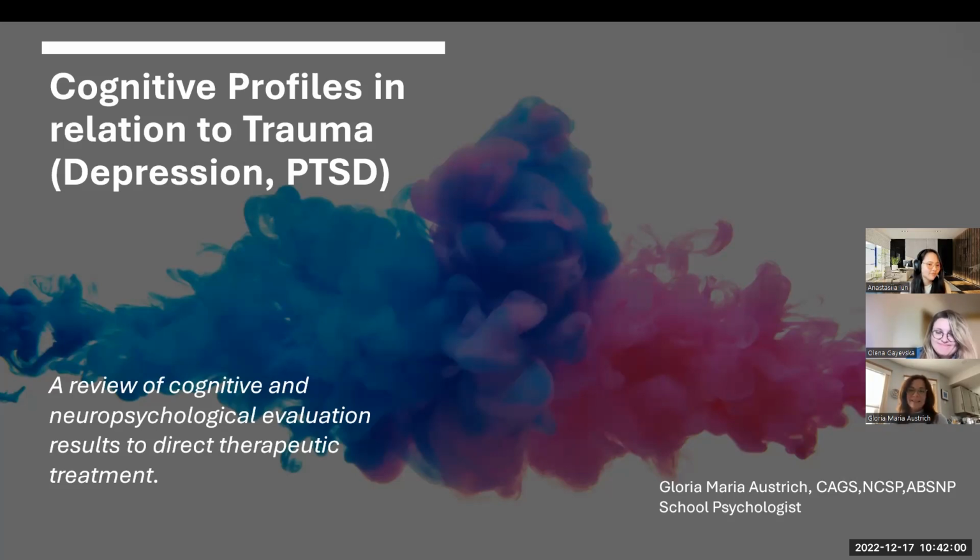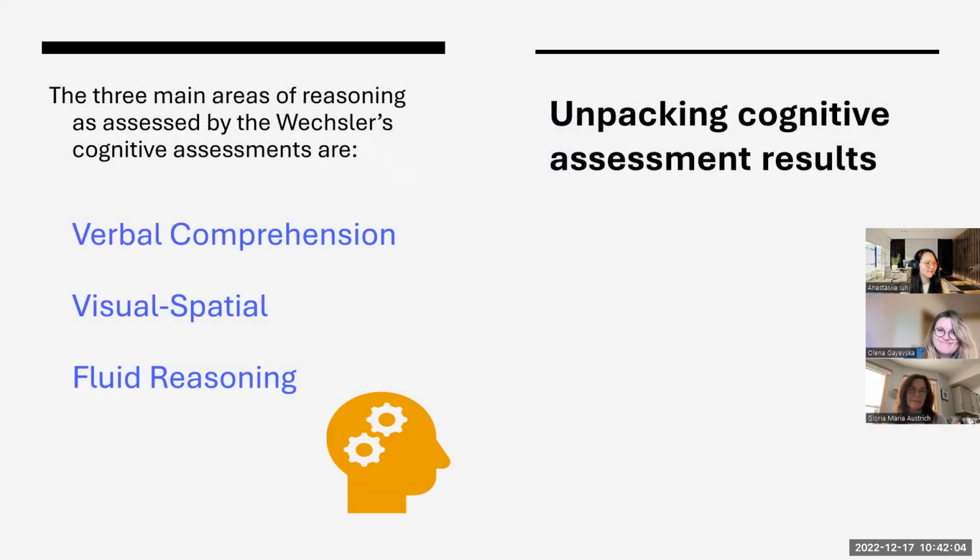Okay, thank you. So next slide then, so we shall begin. Okay, so the three main areas of reasoning assessed by the Wechsler cognitive assessment are the following: verbal comprehension, visual spatial reasoning, and then fluid reasoning.